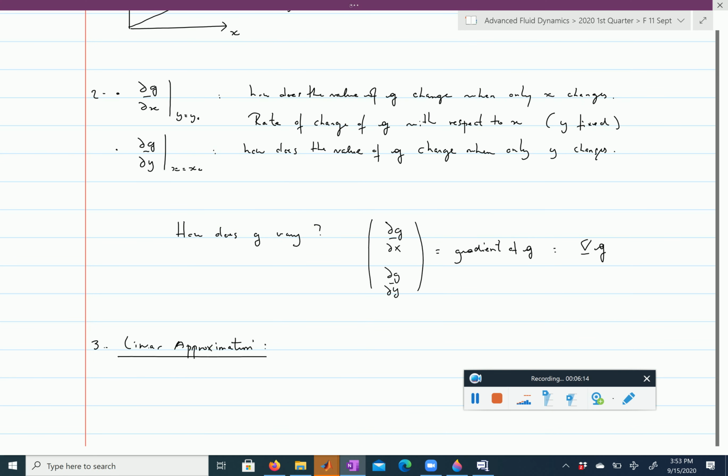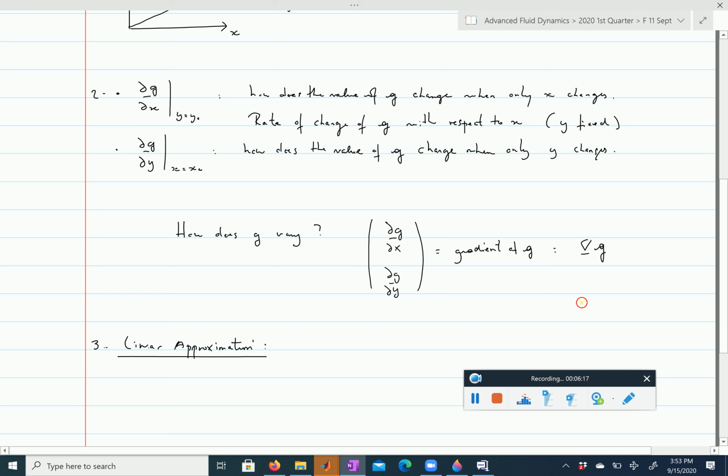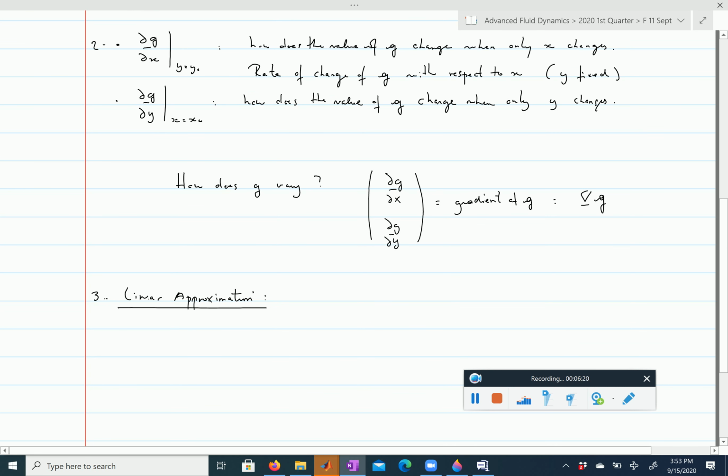So how do you deduce this linear approximation? Well, you can deduce it directly from a Taylor expansion. And here you're interested in the value of the function g, not exactly at x0, y0, but in the neighborhood of x0, y0. So if we took a small step delta x in the x direction, and a different small step in the y direction, the value of the function would be close to the value of the function at x0, y0, but not quite, right?